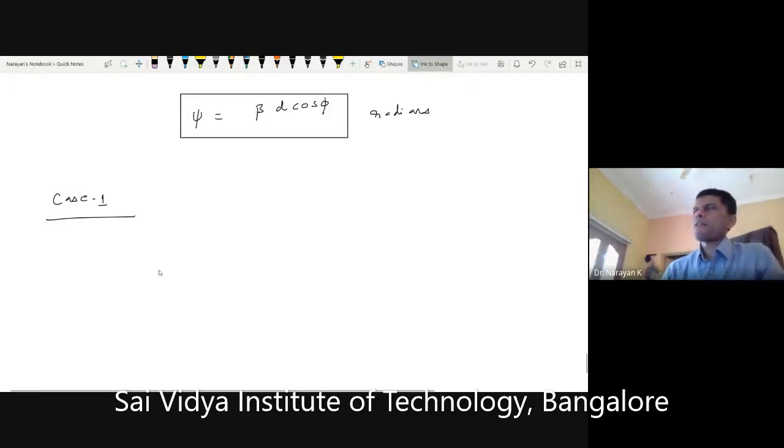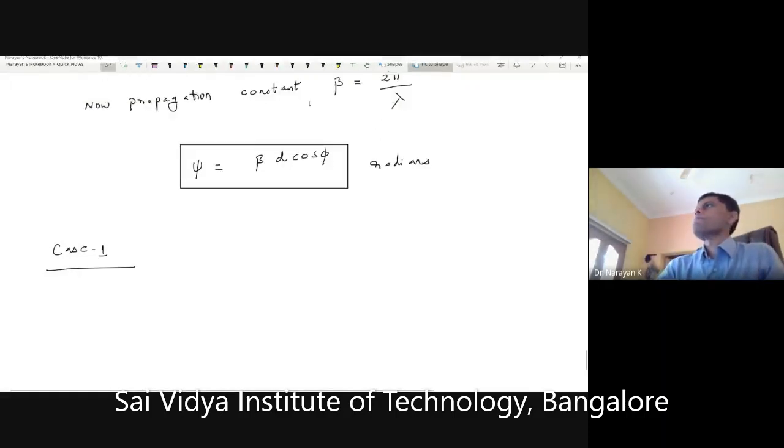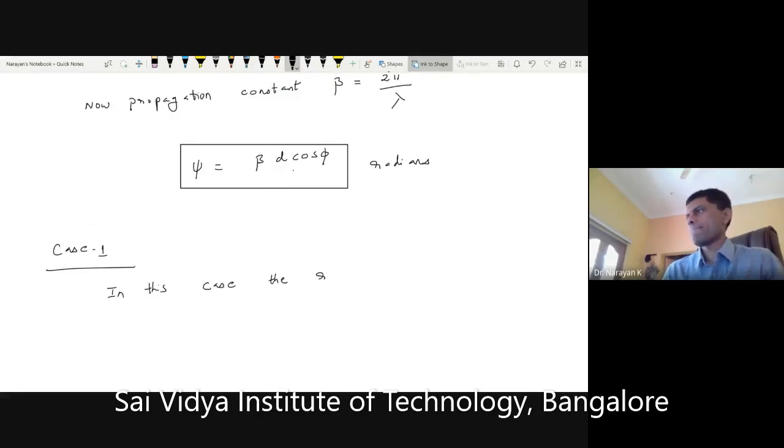If I take the reference point as the source itself, what happens? Case 1. In this case, the reference point is taken as the source A1 itself.